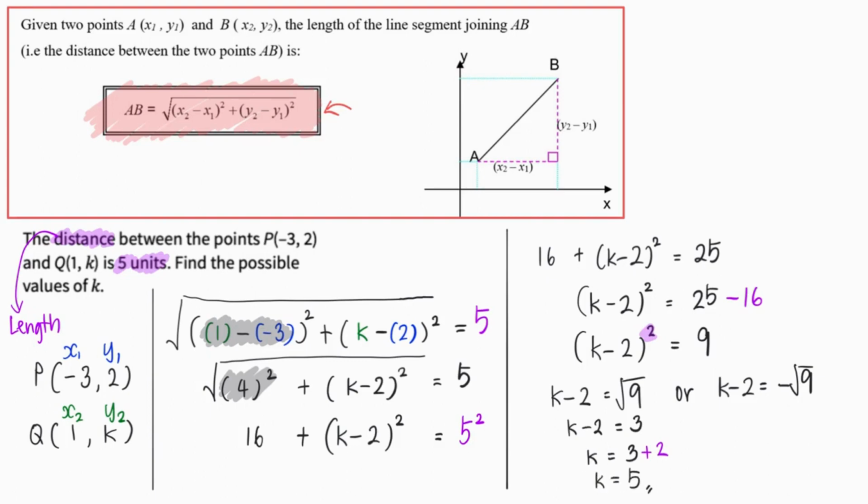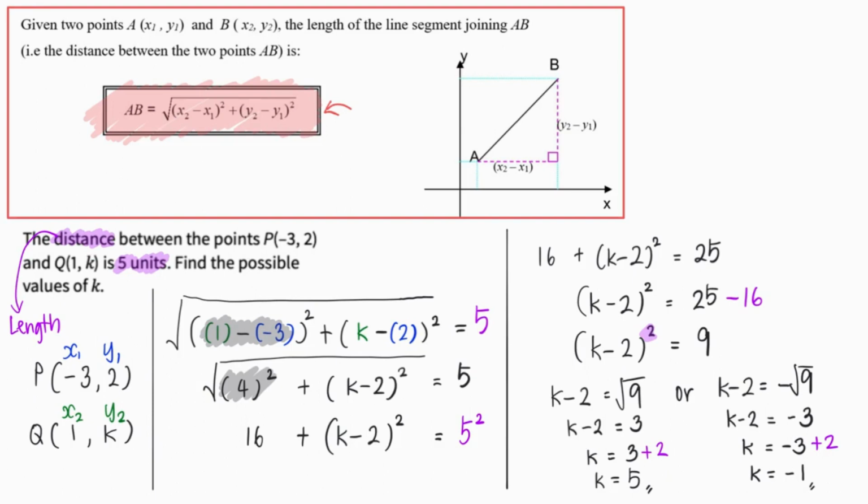This will be 5. Or my k minus 2 is equal to negative 3. K will therefore be equal to negative 3 plus 2 when I add 2 on both sides. K equals negative 1. So these are the two possible answers for k.